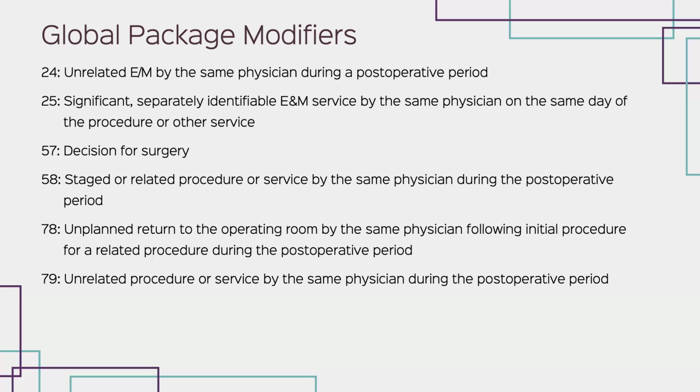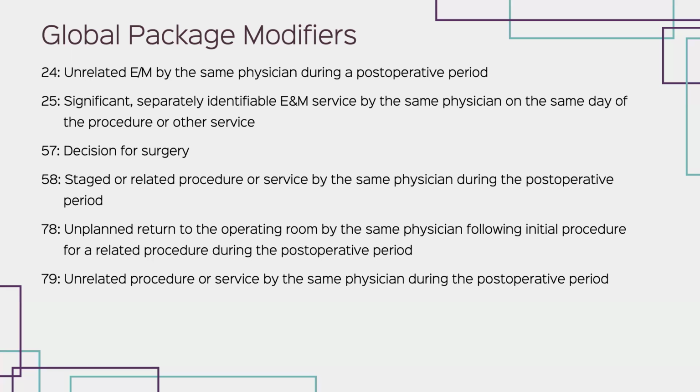Your modifier 78, that's going to be used when there's an unplanned return to the operating room for a related procedure during the post-op period. So, for example, you have a patient that has a gastric bypass surgery in January. In March, the patient is diagnosed with an incisional hernia at the location of that bypass incision. The patient will then be taken back to the operating room in March for that repair of the hernia. And since the hernia repair is related to the bypass surgery, we would use modifier 78 on that hernia repair code to indicate that it was unplanned but related.